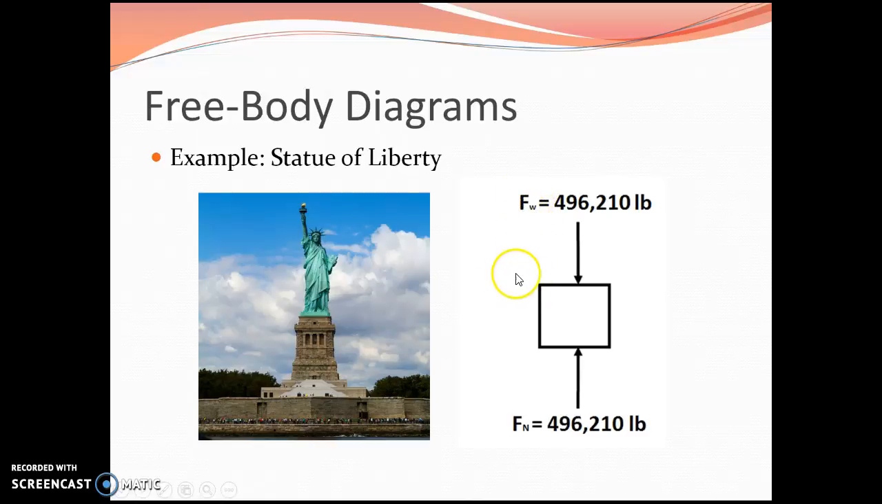So Statue of Liberty has a weight of 496,210 pounds. Counteracting that is its base, which is pushing up, holding it up with the exact same amount of force. The normal force, that's where the Fn comes from. Anytime you have a surface holding something up, typically you call that the normal force. So F subscript N.